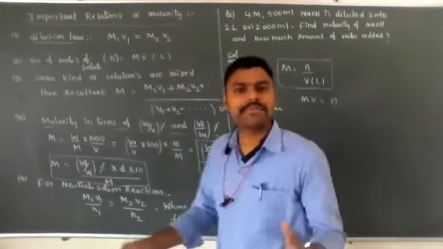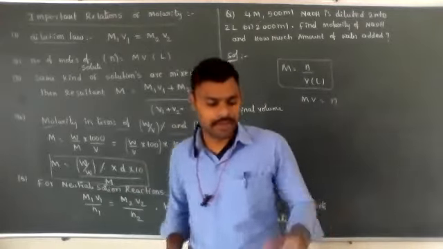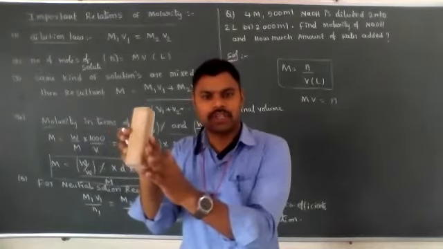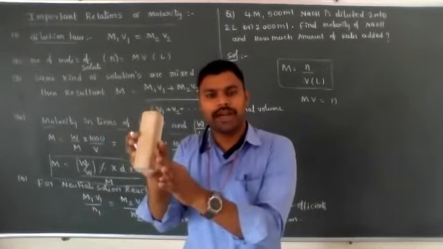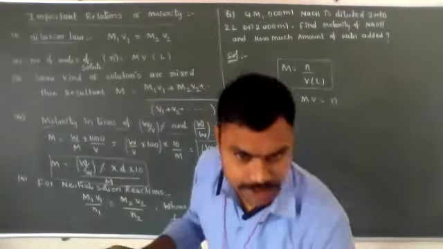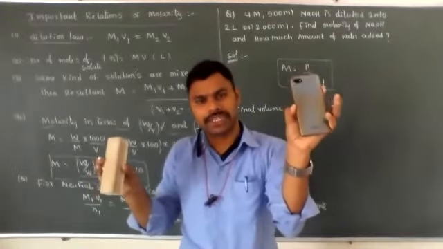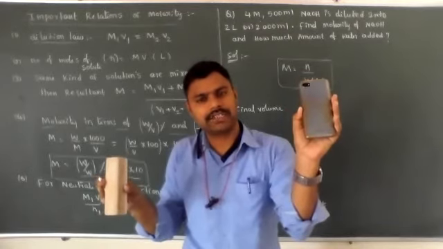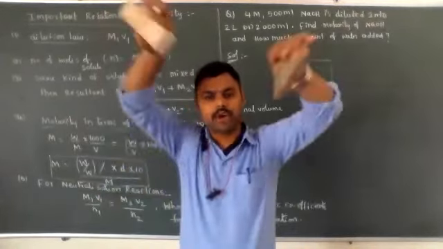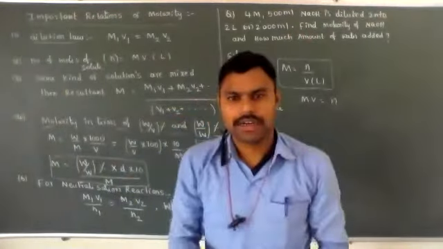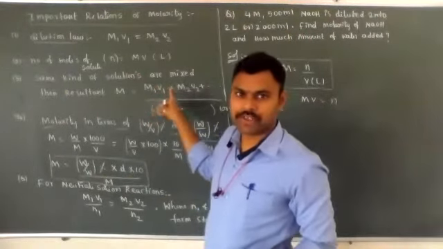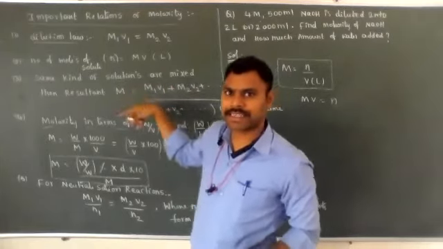For example, same kind of solutions. Suppose this is an HCl, hydrochloric acid solution, 100 ml of 0.1 molar concentration. This is also an HCl solution, but its volume is 200 ml and its concentration is 0.2 molar. I mix both and get more volume of the solution. Then what is the resultant molarity?